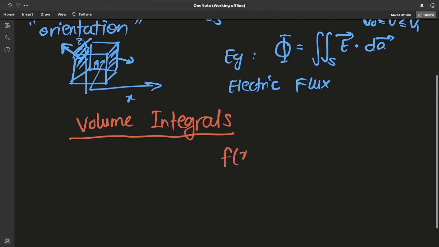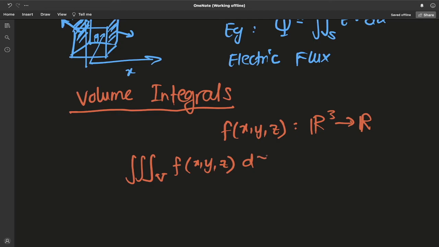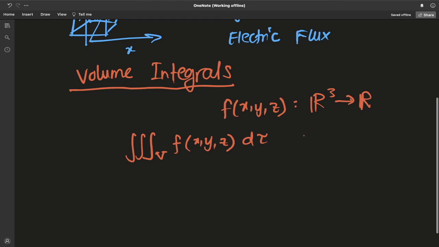So assume this is a scalar field. It takes points in R3 to points in R. Well, then the volume integral, you define it simply as this: triple integral over some region V of this scalar field d tau, where d tau is your differential element. And it can be dx, dy, dz depending on what parameterizations you choose. I'm just being more general here.